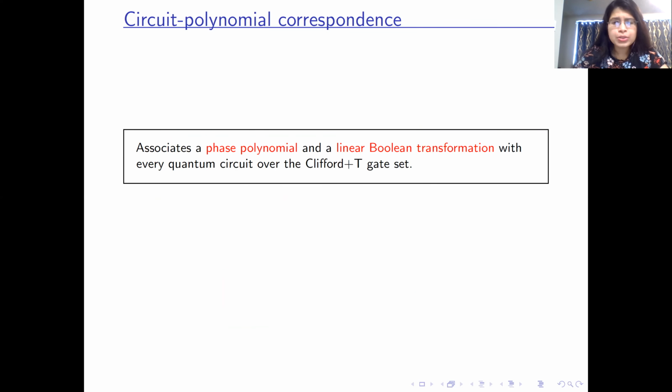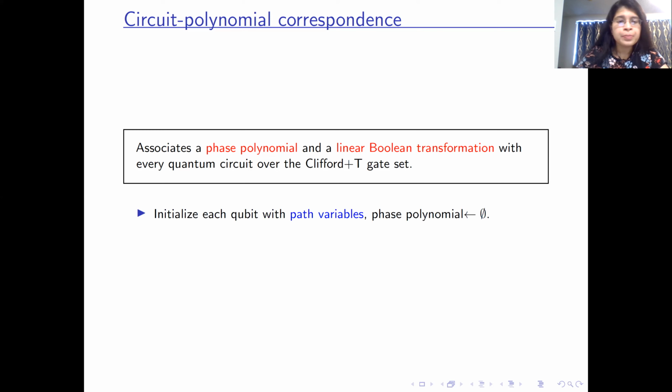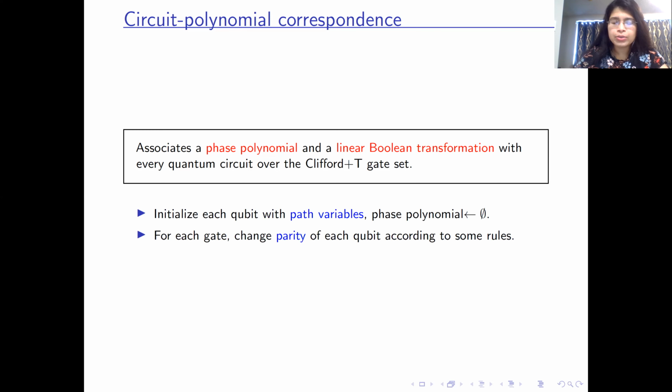Now, there are various ways to represent a circuit. One such way is to use polynomials. This is what we call the circuit polynomial correspondence, by which we associate a phase polynomial and a linear Boolean transformation with every quantum circuit over the Clifford+T gate set. This is derived as follows. First, we initialize each qubit with path variables. The phase polynomial, we represent it as a set of monomials and their coefficients. This is initialized to an empty set. Then for each gate, we change the parity of each qubit according to some rules. Then if that gate changes the phase of the state of the qubit, then we add appropriate coefficient and parity terms to the phase polynomial.